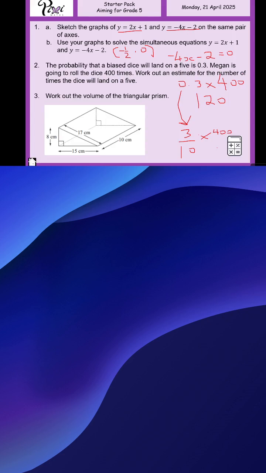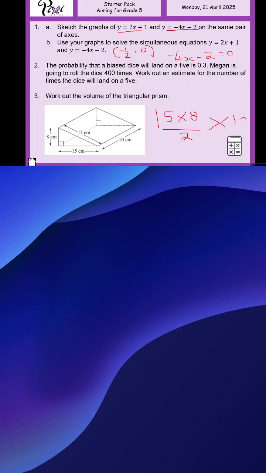Question 3, guys, work out the volume of this triangular prism. Okay, so we're going to work out the area of the cross section, so the area of the front face, or the area of the 2D face. Okay, so yeah, it's a right angle triangle. So we're going to have 15 multiplied by 8 divided by 2 and then times it by the depth or the width.